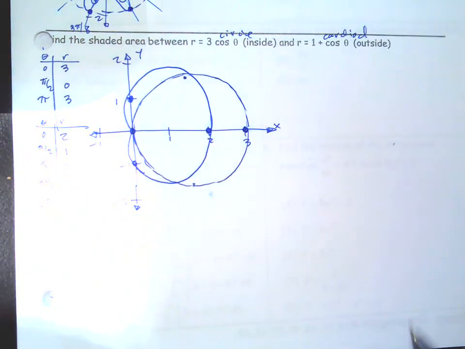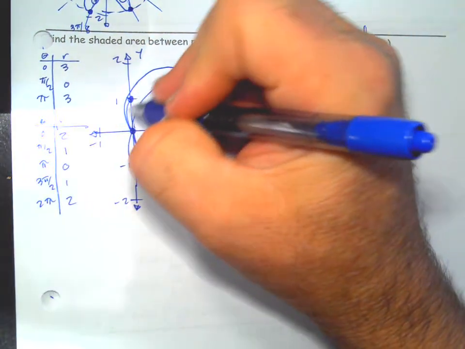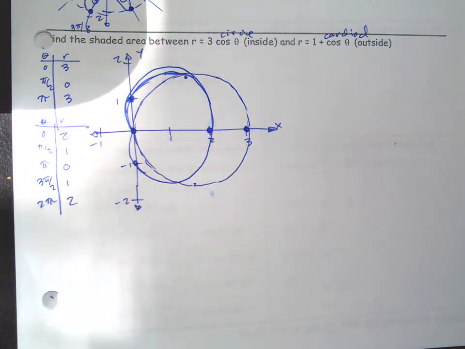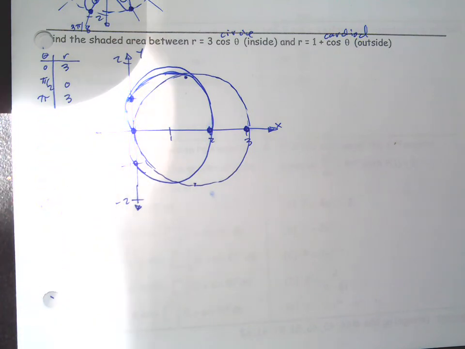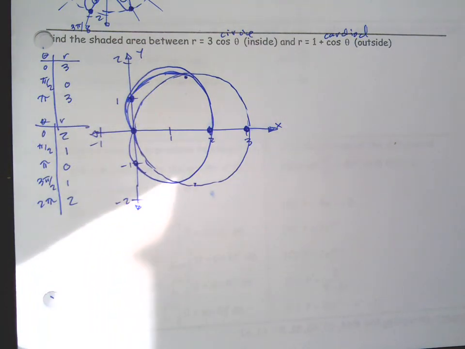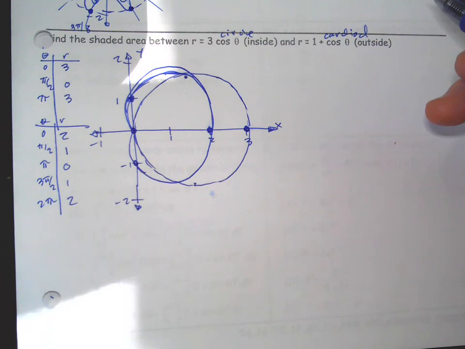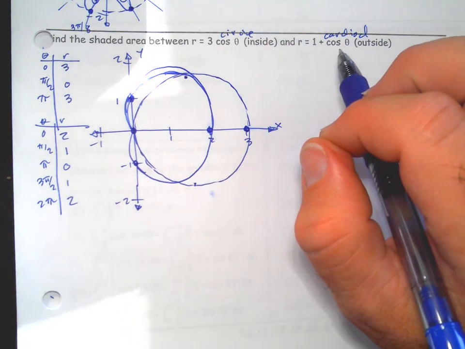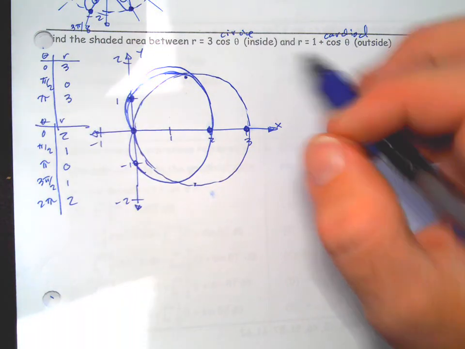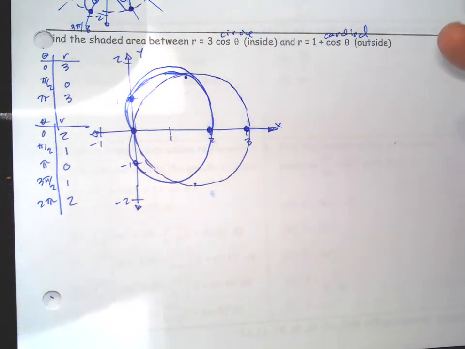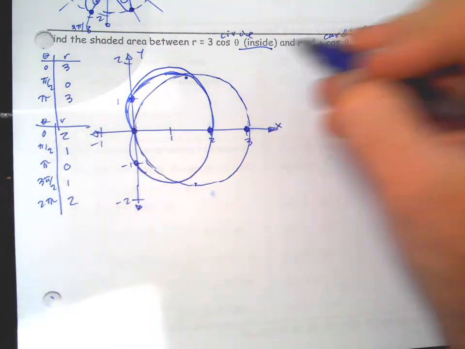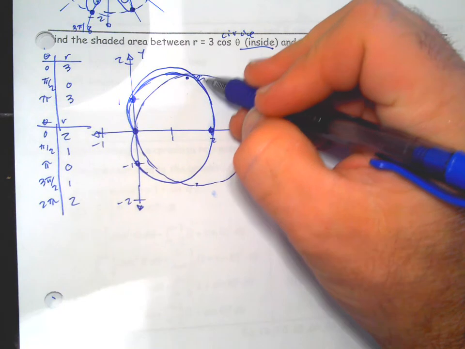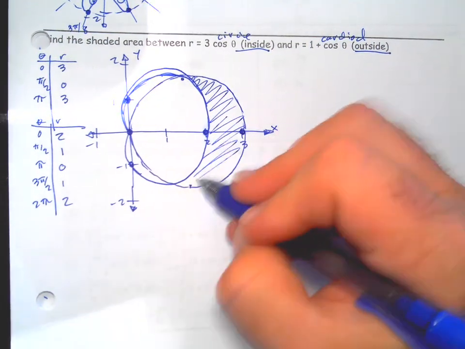Now, it says we're looking for the area. Let's see, the area that is between these. So I guess you can interpret that different ways. The area between these. So you have the circle. Okay, it says inside the circle, outside the cardioid. So inside the circle, but outside the cardioid. So we're looking for this area right here.